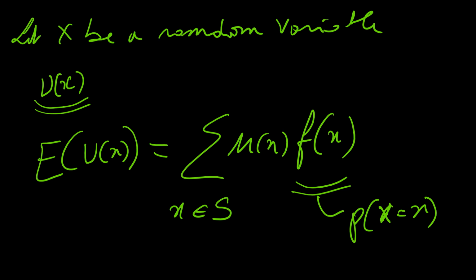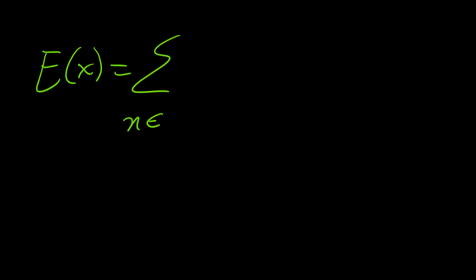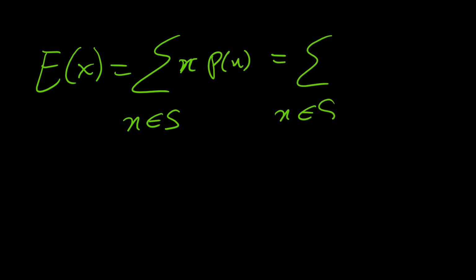So if this function is just x, we are going to have the expected value of X being the summation of the x in the sample space of x p of x, which is the same as the summation of the x in the sample space of x f of x. And this f is the probability mass function, but in this case we are dealing with the discrete case.